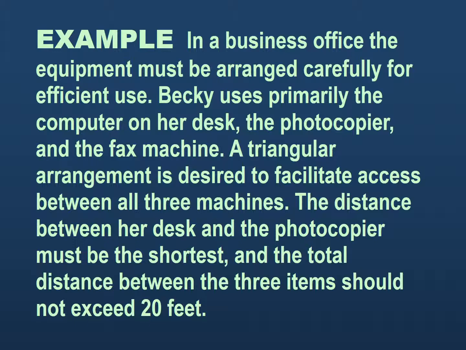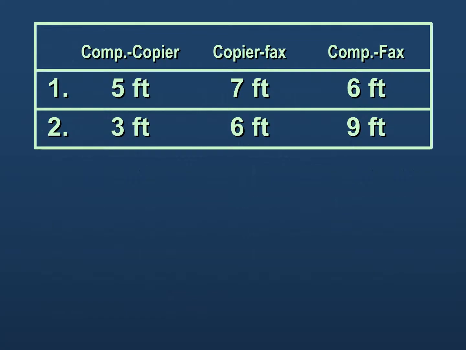So between the computer and the photocopier, that needs to be the shortest distance. Okay, that has to be the shortest distance. And then the total distance can't exceed 20 feet. So if we said the desk to the copier was 5 feet, that's okay because that makes it the shortest. Remember, her desk to the photocopier needed to be the shortest.